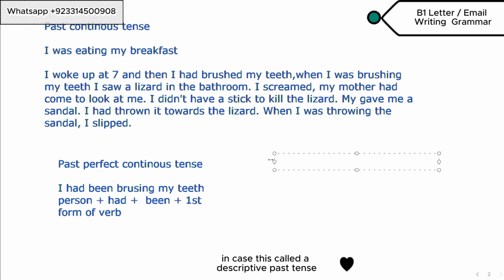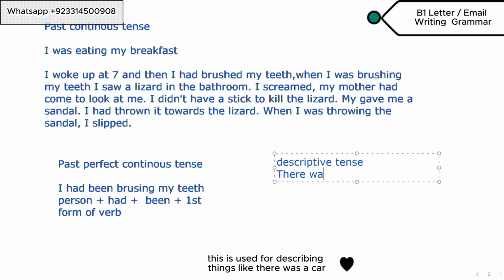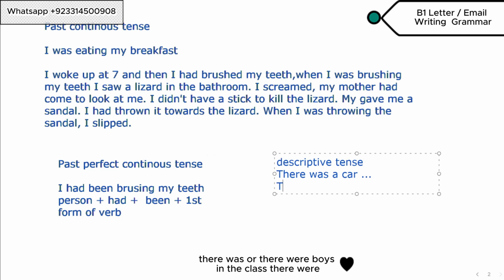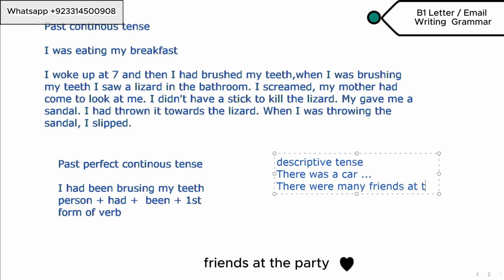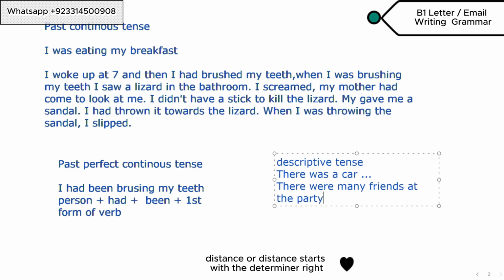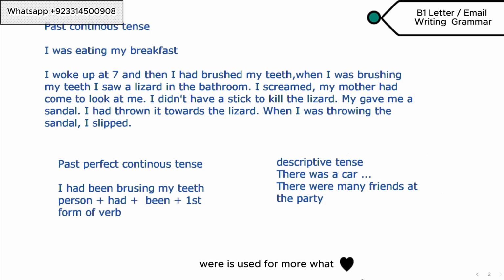There's something called a descriptive past tense. Descriptive tense is used for describing things, like there was a car on the road. This is like to show things. There was or there were boys in the class. There were many friends at the party. So this sentence starts with the determiner, right? There was a car. There were many friends. You also have a confusion that was is used for singular, were is used for more.